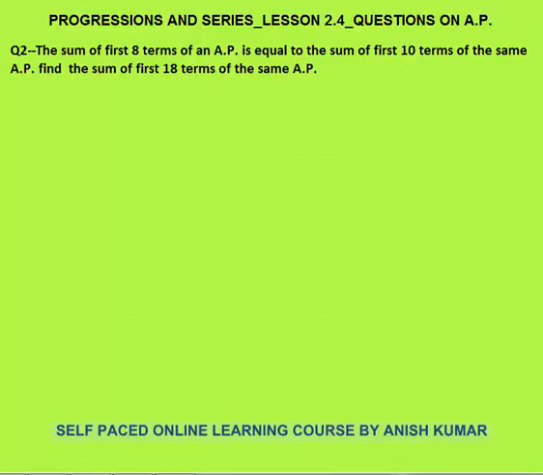Next, the second question: the sum of the first 8 terms of an AP is equal to the sum of the first 10 terms of the same AP. Now everybody must be able to solve this question. It is very similar to question 1 I discussed. This is one of the ways, but this method will be a bit lengthy. I will not use the conceptual method. I will apply the logic.